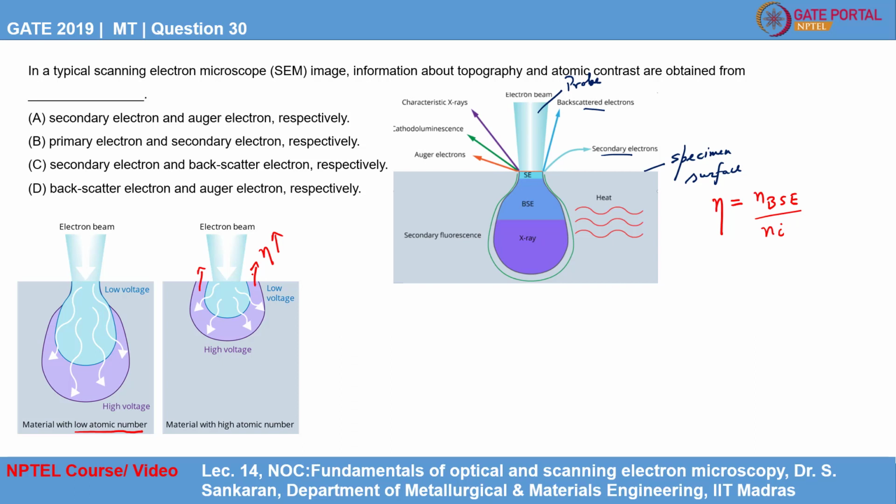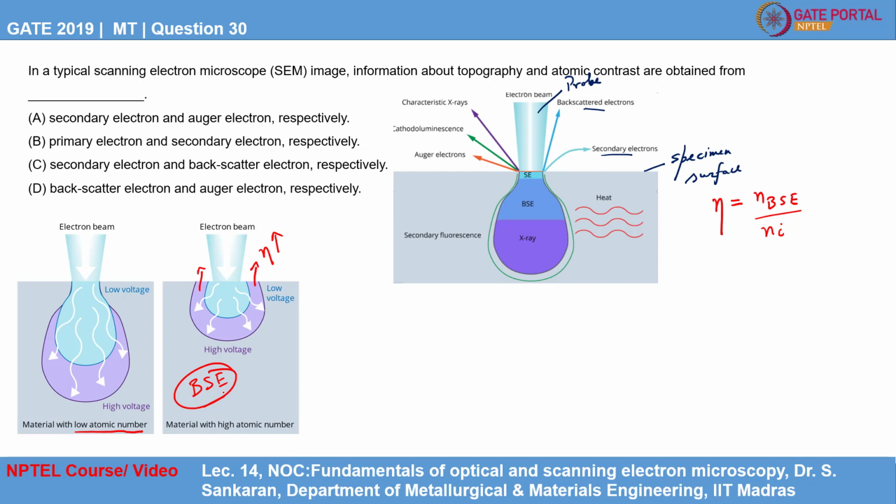So this variation in the gray levels in a black and white image leads to the formation of atomic contrast, and backscatter electrons are responsible for generating the compositional or atomic contrast. Next, let us talk about the topographic contrast. The topographic contrast in SEM refers to the variation in the signal level that corresponds to the variation in the geometric features on the specimen surface.